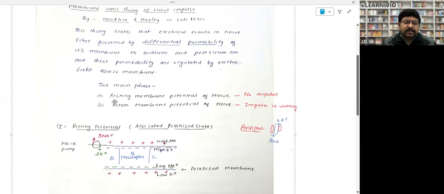There are two main phases: resting membrane potential of nerve, when neurons are in rest condition, means there is no current, no impulse, right? And action membrane potential of nerve. Suppose that someone touched me, or I touched any hot object. When I touch a hot object, my neuron will become activated. I will call that state action membrane potential of the nerve impulse, means impulses are running inside.